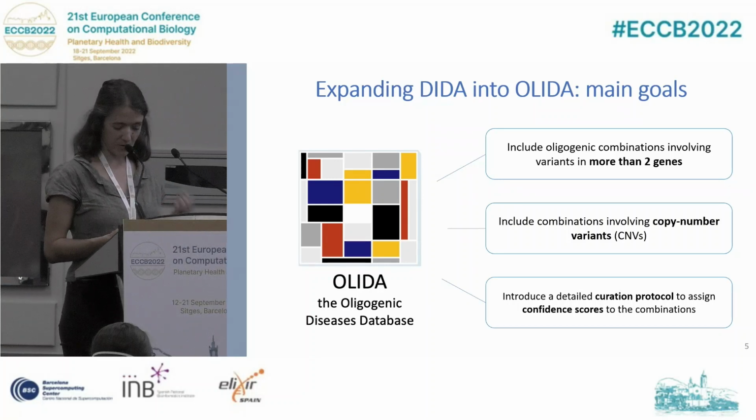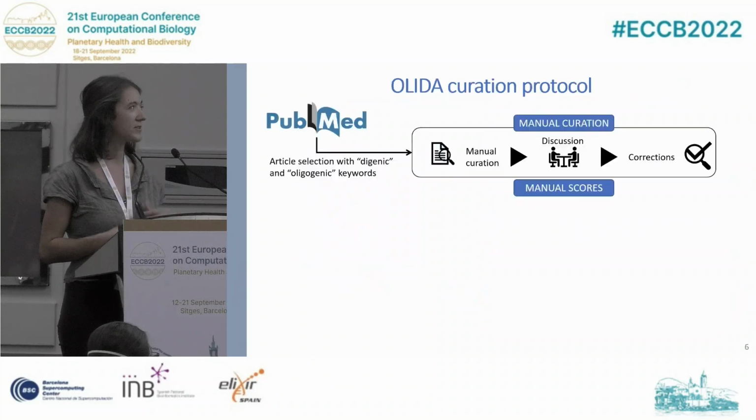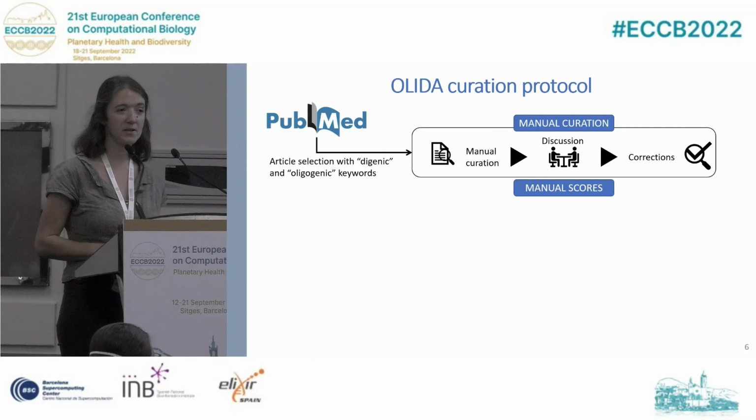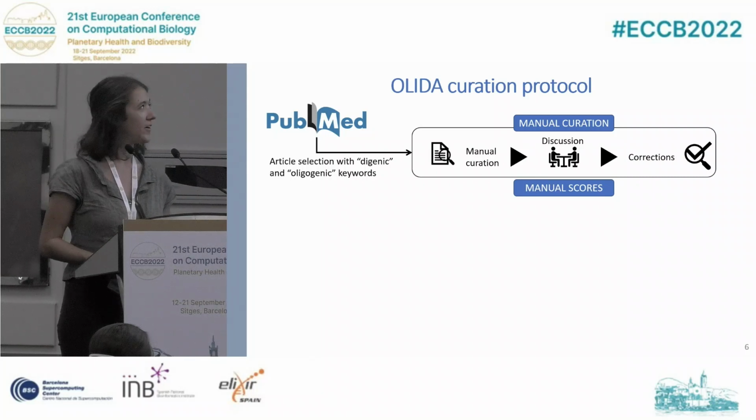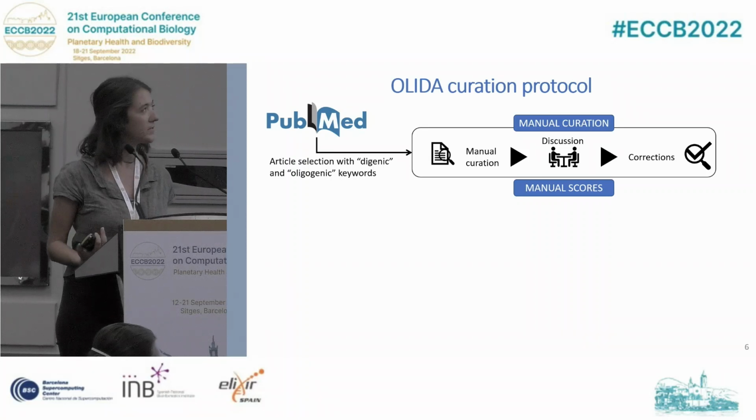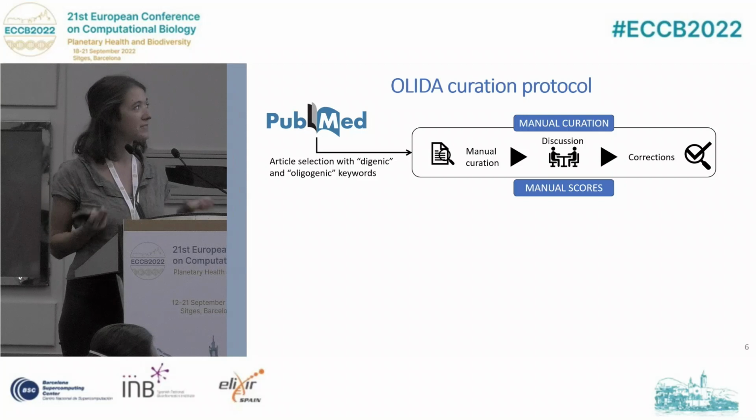So the data in OLIDA was collected by manual curation again. What we did was search in PubMed for articles published with the keywords digenic or oligogenic. Then each article was reviewed independently by 2 curators who read the article, extracted the information, and assigned scores based on the evidence that was presented in the article. Then the 2 curators discussed this data to assign final consensus manual scores.